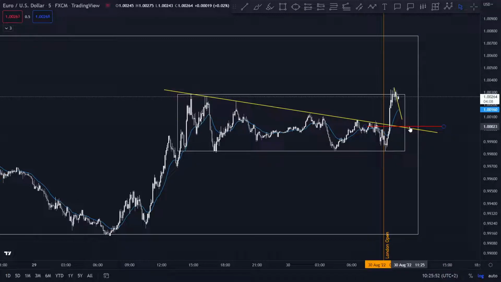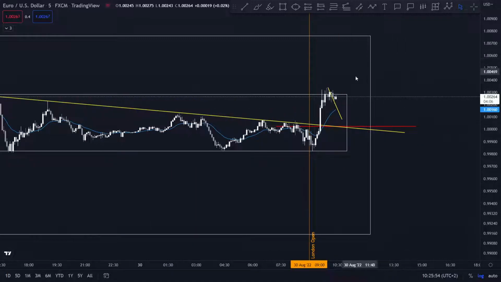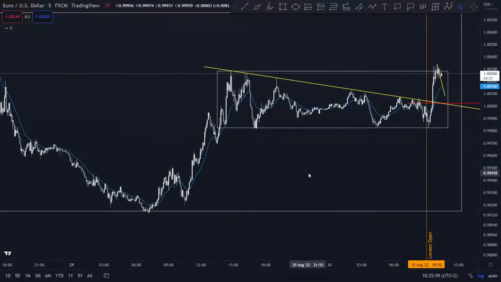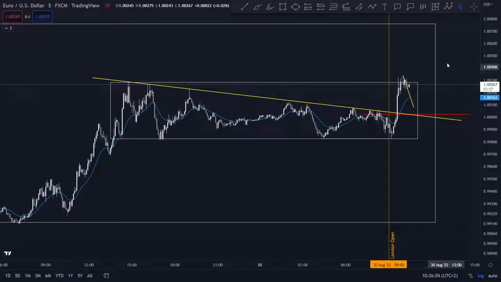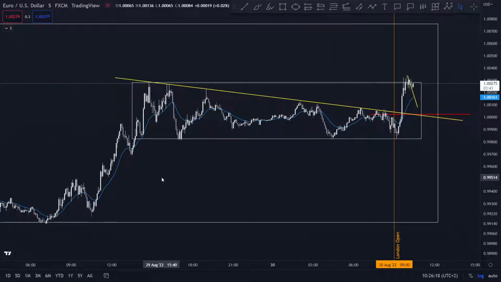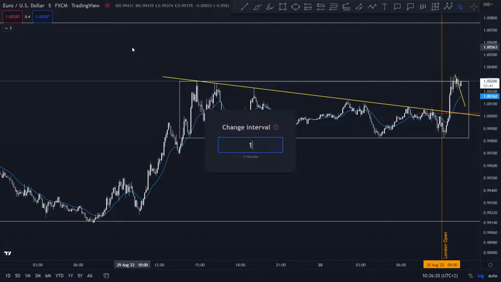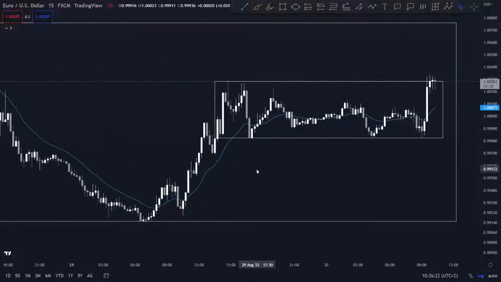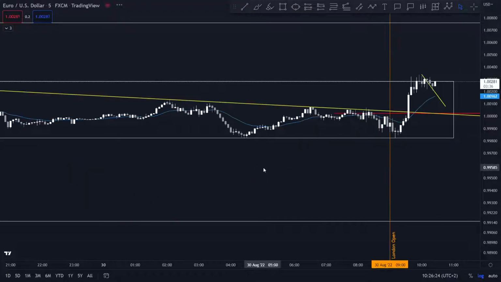I hope it's not gonna come back down here, or just take another 2 legs up. For me, this looks like another bull flag, honestly. 15-minute time frame, 5-minute time frame.